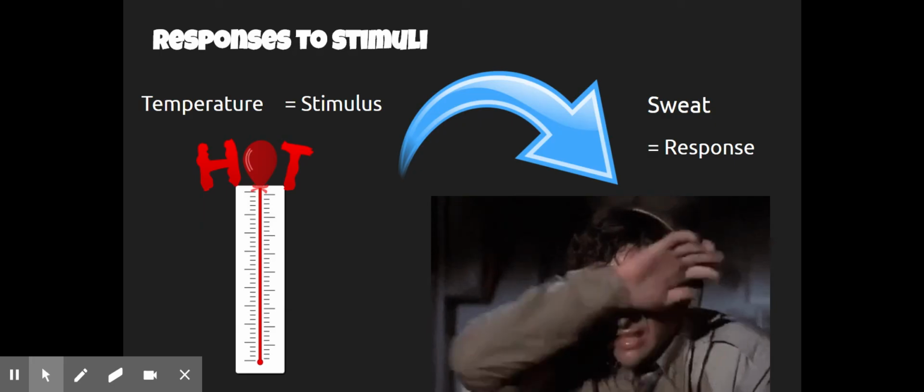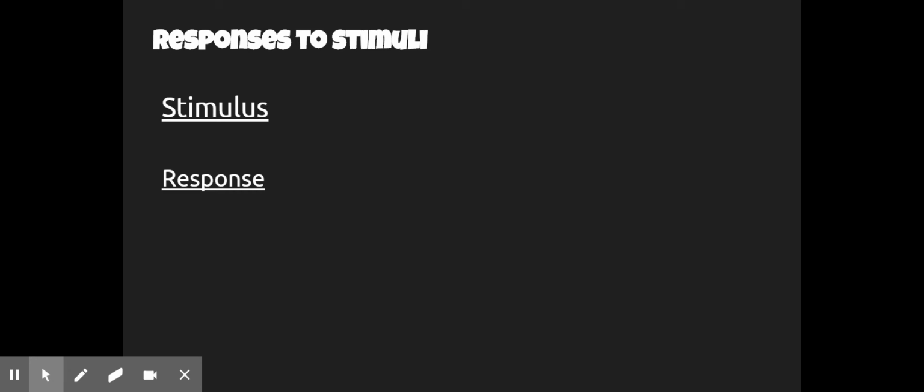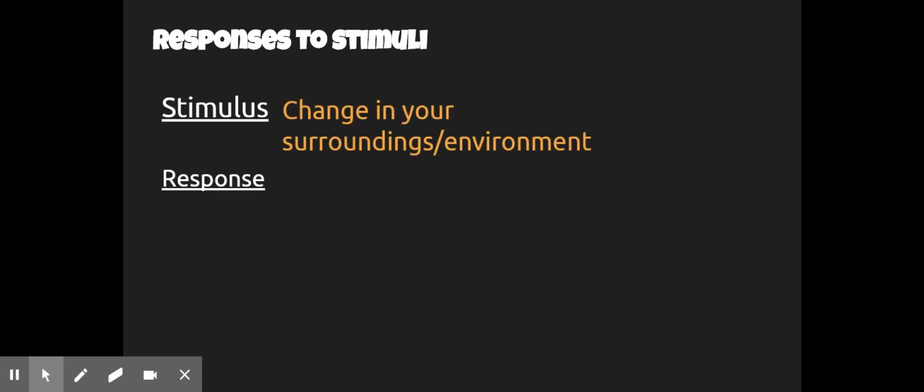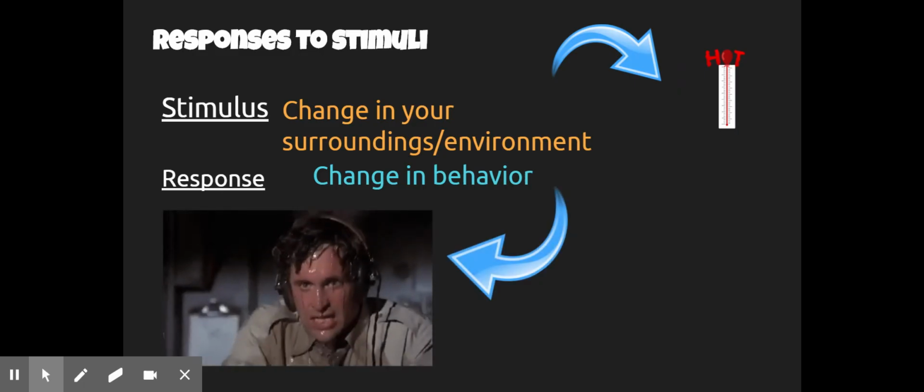So let's take a look at exactly what we mean by stimulus and response. So a stimulus is just a change to your surroundings, and that can be inside or outside of the body. And our response is our change in behavior. So the change in behavior is the response. So in our example, temperature was a change in our surroundings, and then the sweaty guy is the response or change in behavior. So him sweating is the change in behavior.